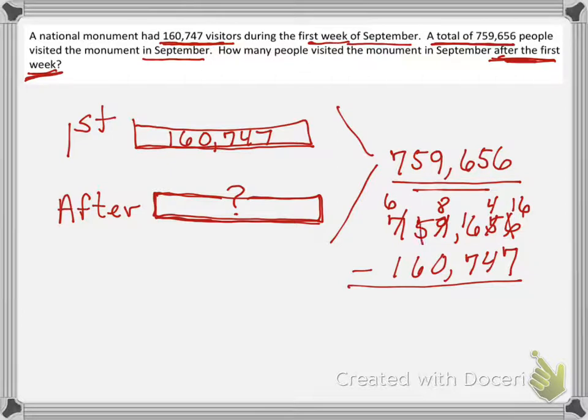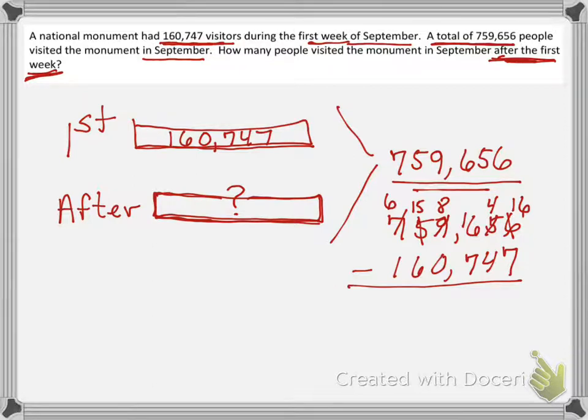And the 5 becomes a 15, so it's 15 10,000s. Take away 6 10,000s. And we have in the 100,000s, 600,000s take away 100,000s we can do. So our problem is now set up properly where now we can subtract.